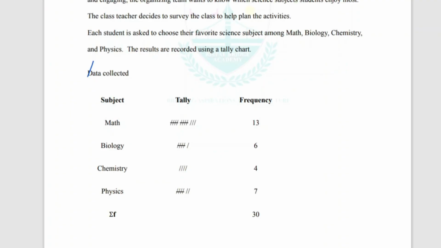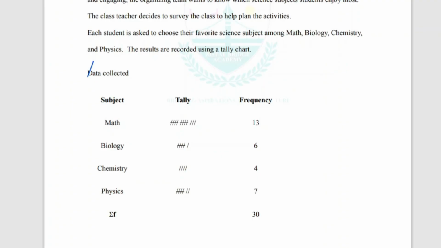For this case, we have mathematics. How many tallies? We have bundles of 5, and we have 2 bundles of 5, and then we have 3. When you add 5 plus 5, it gives you 10, and with the 3 it gives us 13. Therefore, the number of students who chose mathematics were 13.